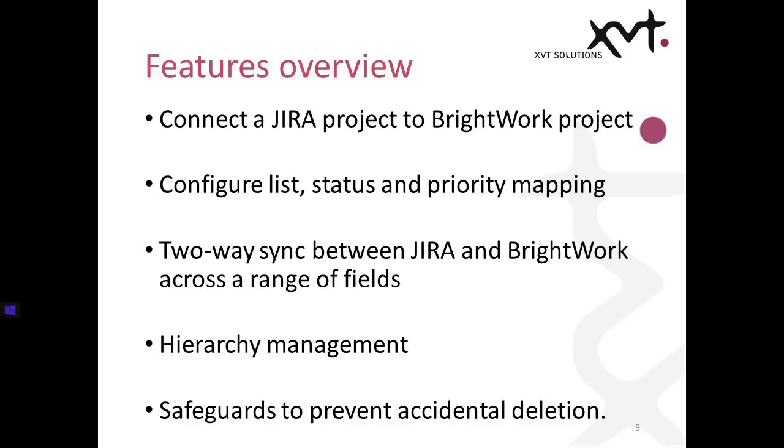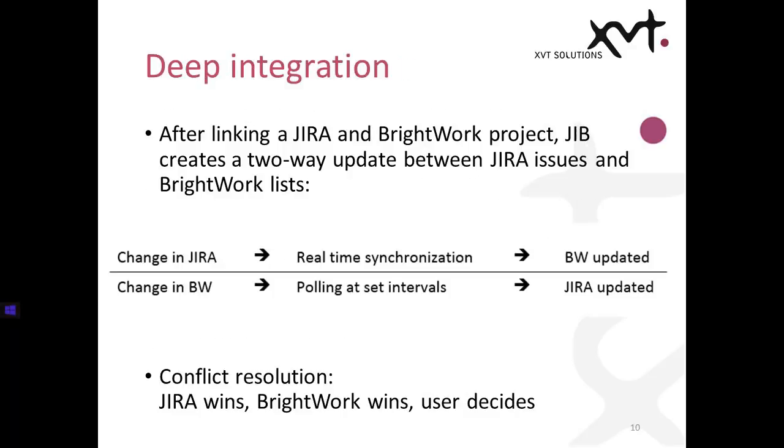And it also manages the two different hierarchies that are available. So in BrightWork, you have essentially an unlimited level of task hierarchies, whereas JIRA has epics, issues, and subtasks. So there's some configuration options to choose how JIB handles those. And there's also some safeguards in place to prevent accidental deletion as a result of the synchronization.